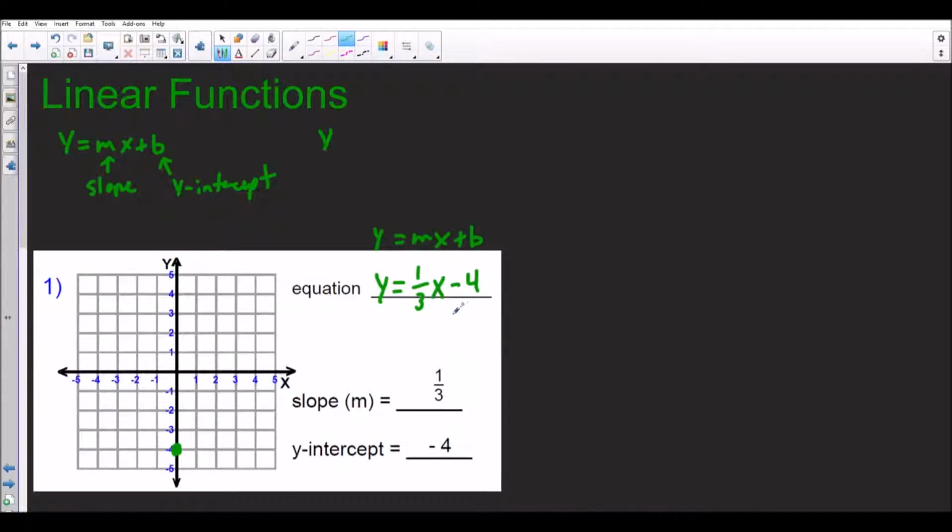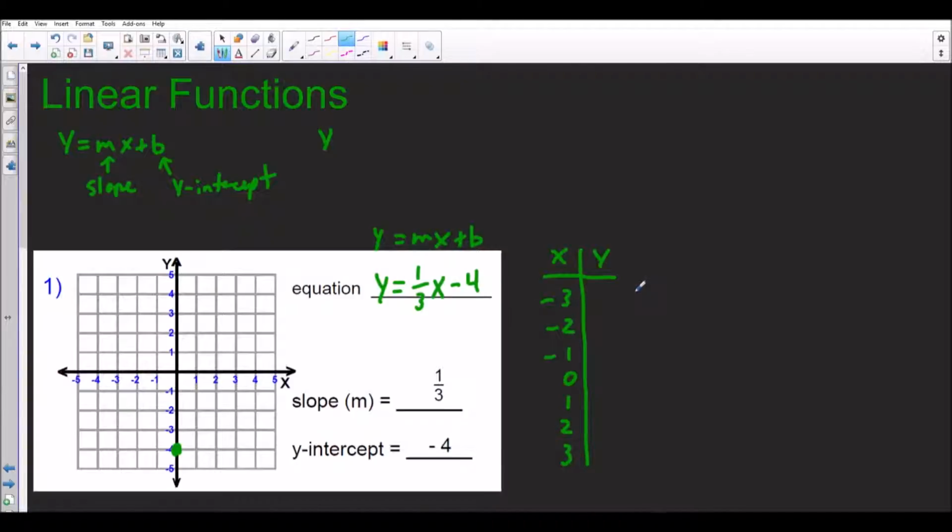Now, if we wanted to plot this, there's a few different ways we can do it. The first way we can do it is we can make a table of values. So what we can do is say, okay, we're going to go from -3 to 3. So -3, -2, -1, 0, 1, 2, 3. All we're doing is filling in this x value into this equation, which will give us y.